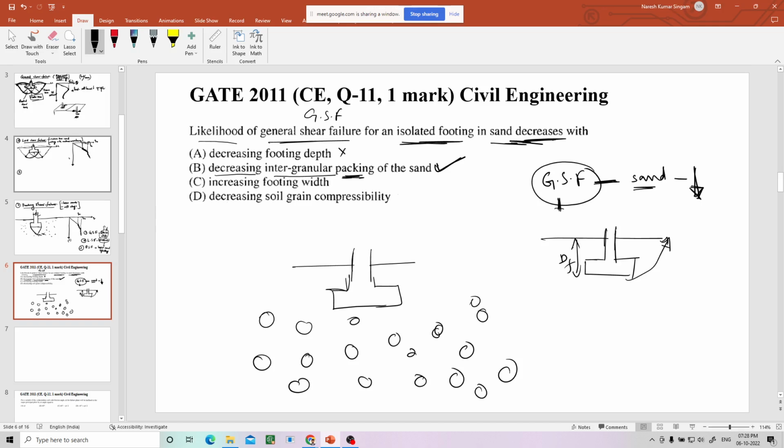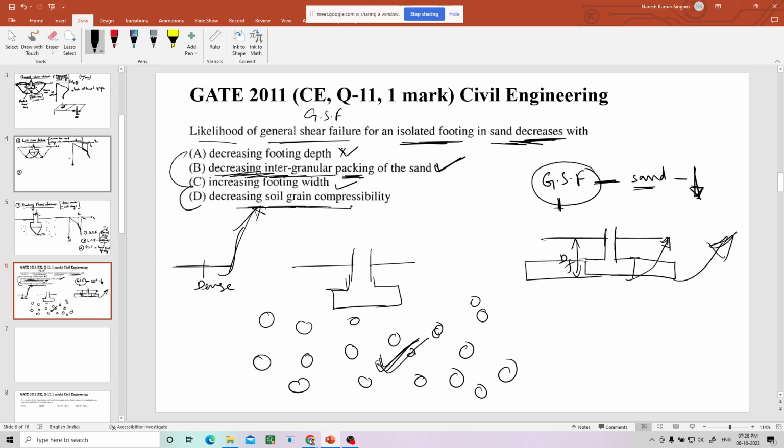Increasing the footing width: how does it relate to general shear? It can reach the ground surface easily. And decreasing the soil grain compressibility: when the compressibility of the soil is decreasing, that means it is stiff, it is dense. When it is dense, general shear failure will happen. When you increase the footing width or decrease the footing depth, every time general shear failure will happen. But only when you decrease the intergranular packing, when you loosen the soil, the likelihood of general shear failure will decrease. So option B is correct.